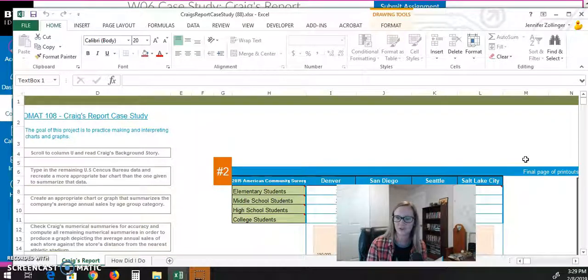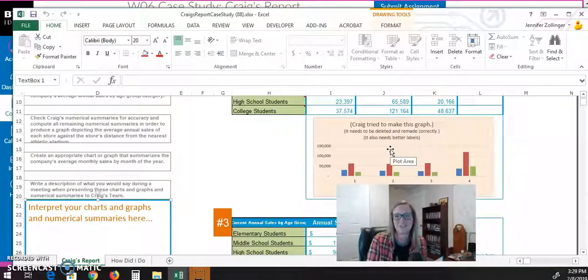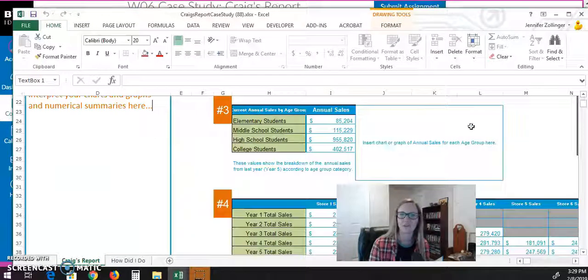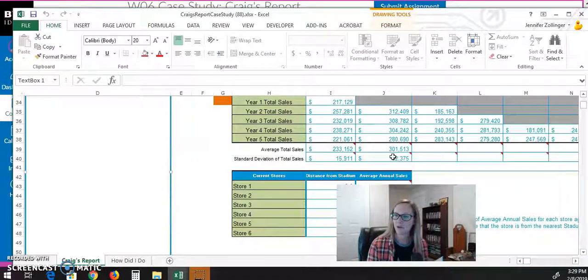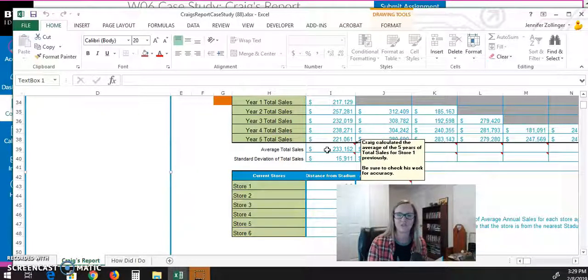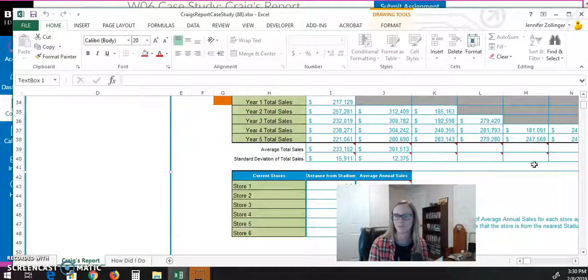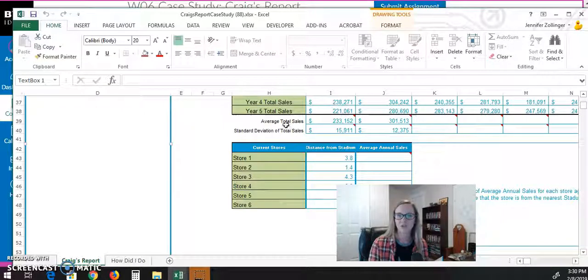And then you need to fix his graph. Craig made this graph, but it's not really great. It's not made correctly, so make sure you redo that graph. You'll be inserting another graph here, filling in the rest of the data here, but also make a note, you need to check Craig's data that he already put in here because he didn't do a great job with his calculations. So make sure you check those calculations that are already in there as well as filling in the rest of this. It's looking for average and standard deviation.